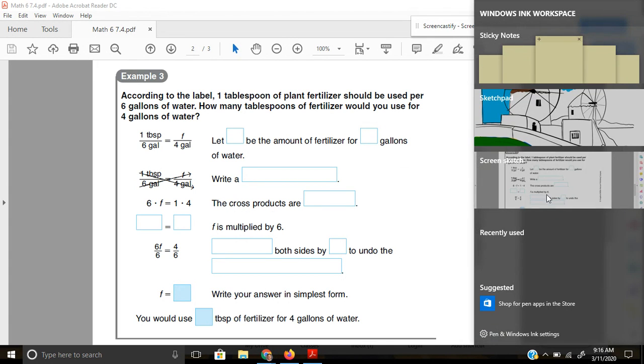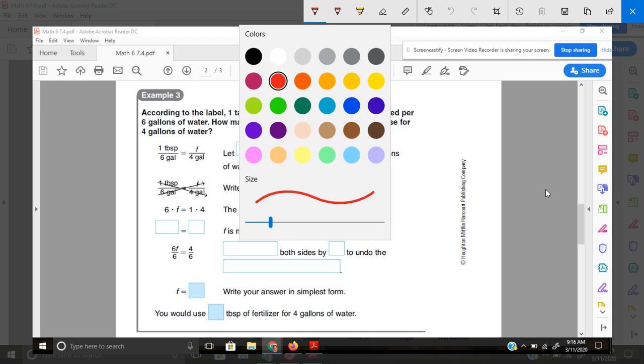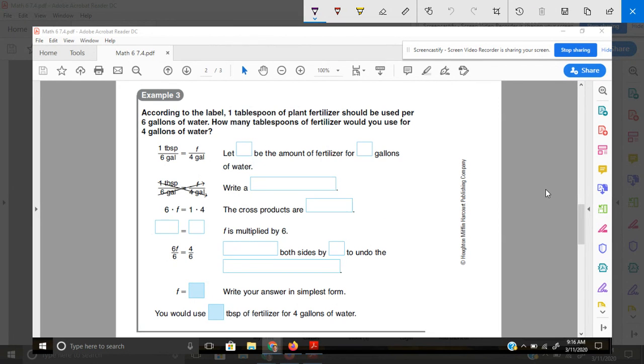It says, according to the label, 1 teaspoon of plant fertilizer should be used per 6 gallons of water. How many tablespoons of fertilizer would you use for 4 gallons of water? Okay, so let's set up a proportion. 1 teaspoon per 6 gallons.